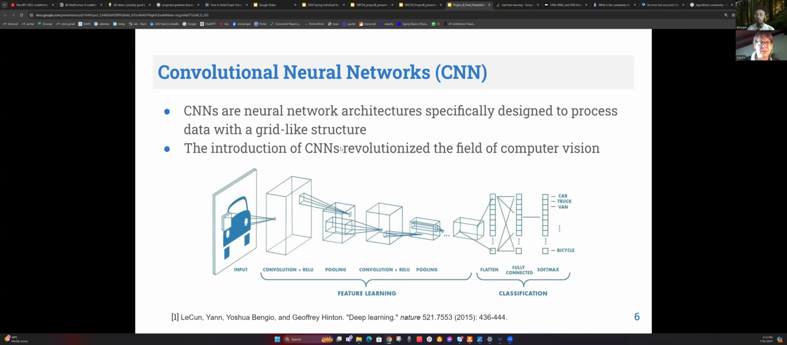So CNNs, these are neural network architectures specifically designed for or specialized for grid-like structured data, such as images, for example. And CNNs are highly efficient because of their ability to share parameters. And this significantly reduces the number of parameters compared to fully connected neural networks. And these CNNs use sliding filter approach, so parameters are shared. And this is the main reason for this computational efficiency. And the efficiency coupled with their ability to learn hierarchical features from simple edges to complex patterns make the CNNs exceptionally powerful for image-related tasks.